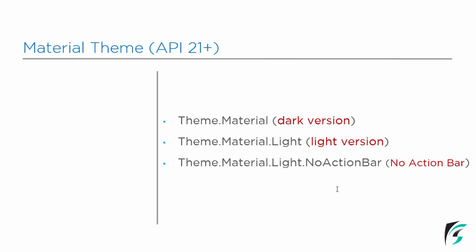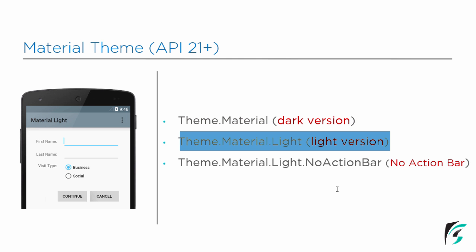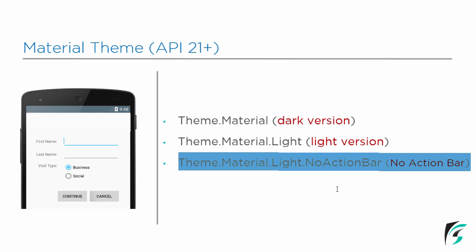Let's understand this in a few pictures. On the left side, we can see the image of our Android screen, where the applied theme is Theme.Material, the dark version. We can mark here the application window is black in color and the status bar and the toolbar have the dark shade. This is Theme.Material.Light, where the application window has its lighter version. Next is Theme.Material.Light.NoActionBar. That is, there is no action bar. We can see the application window has the light shade, and there is no action bar.